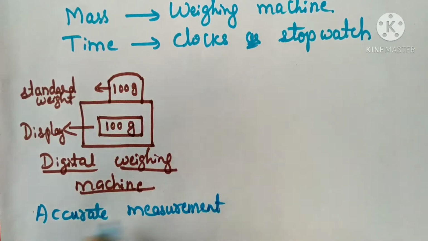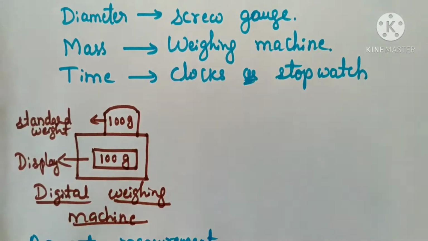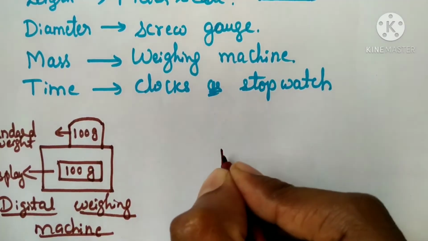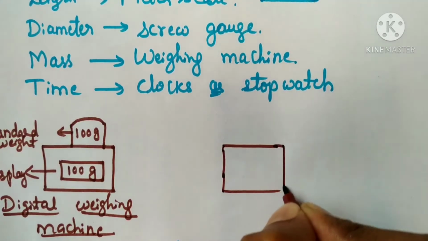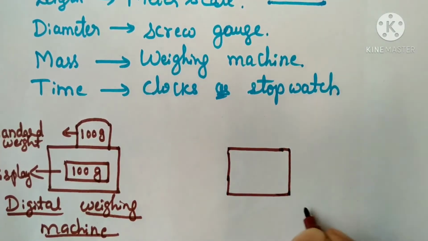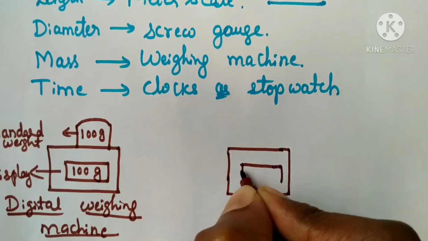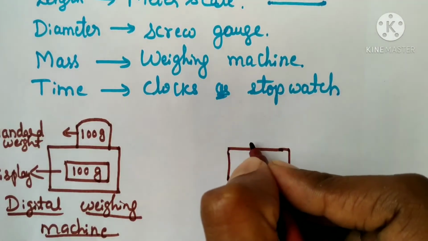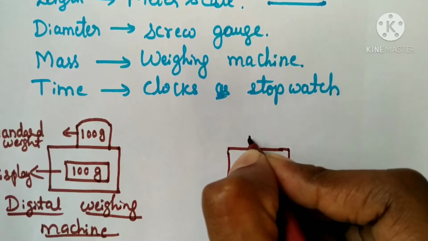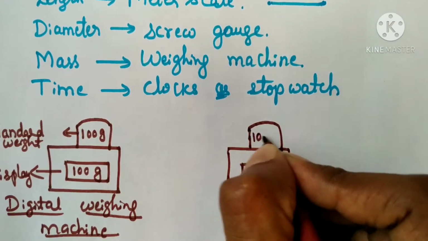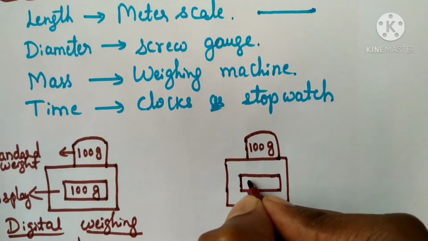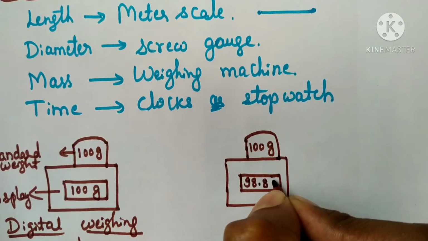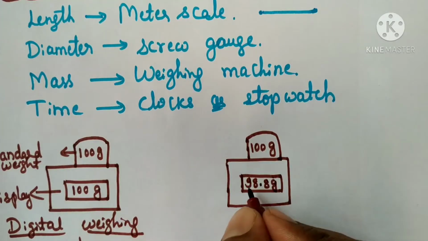Now in the second case, let us repeat the same activity. Again this is a digital weighing machine and this is the display of the screen, and I will put a standard weight of 100 gram. Suppose in the display it shows 98.8 gram.